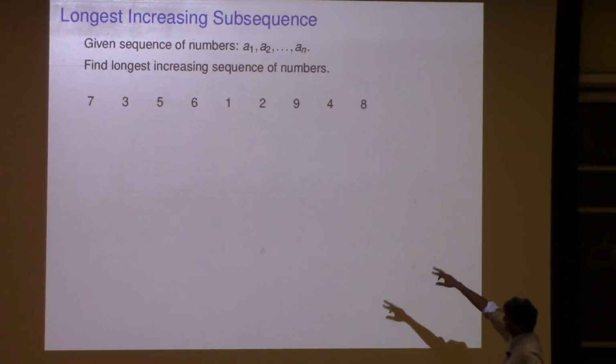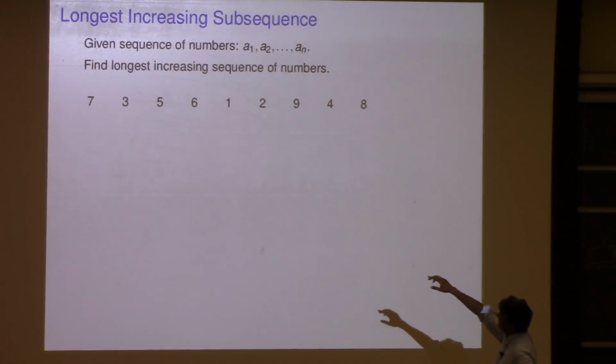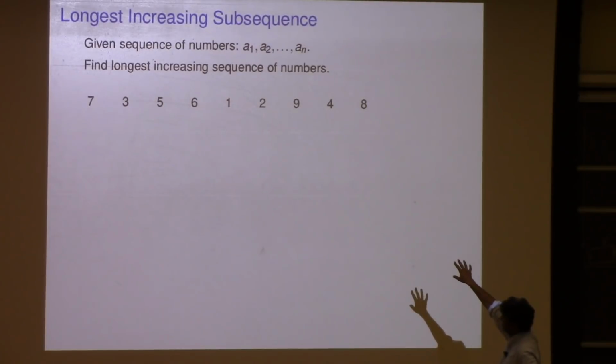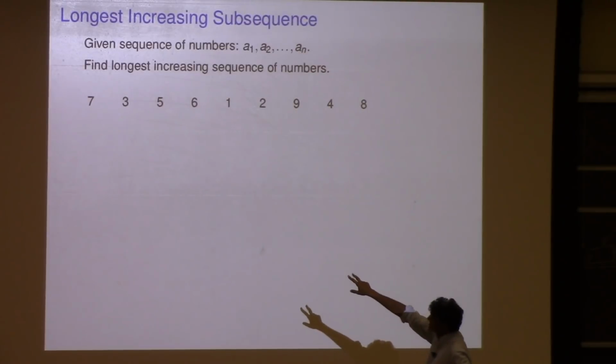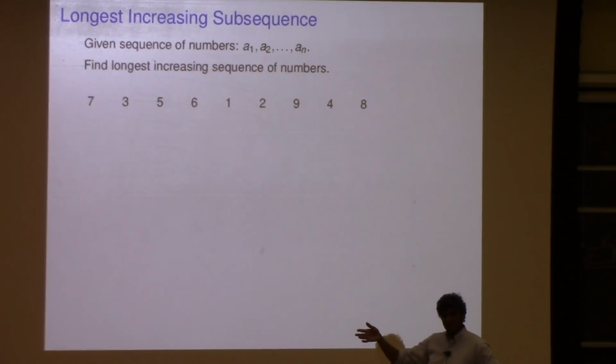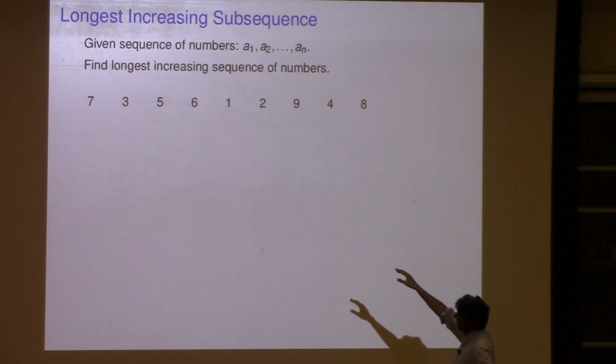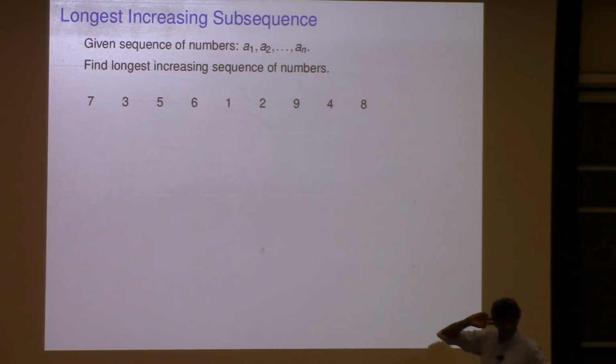Okay, so here's a sequence of numbers. A1 is 7, A2 is 3, A3 is 5. So I want to find a subsequence of these numbers, which when you read them from left to right, that subsequence keeps going up. So for example, if I just choose the first two numbers, 7, 3, is that an increasing subsequence? No, because 3 is less than 7. How about 3, 5? Is that an increasing subsequence?